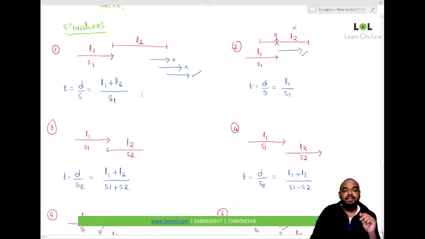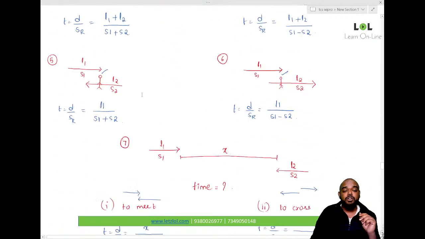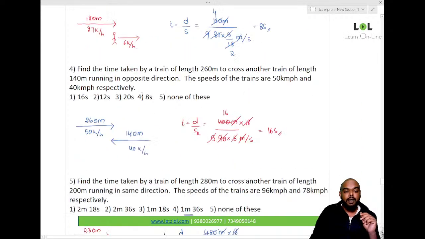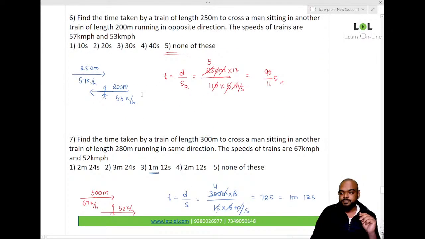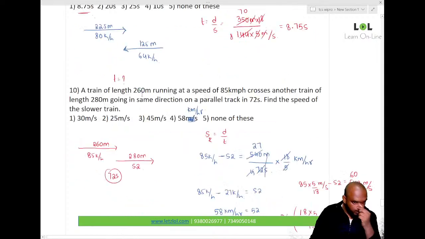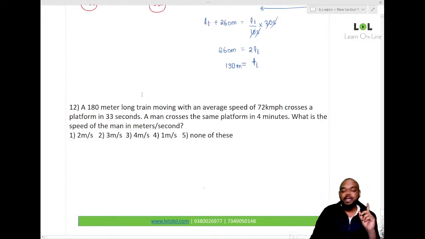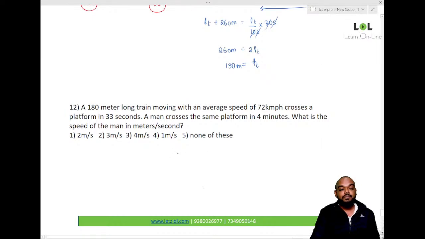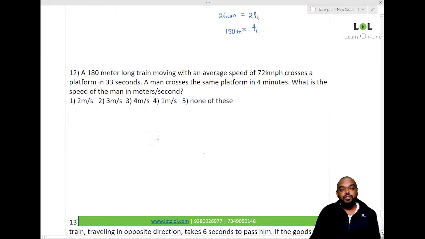We have seen 7 different situations that we usually come across in problems on trains, and we have also solved 11 problems. So now let us continue with the 12th problem. Firstly, understanding the question is very important, guys. Then where to start, the approach. Pictorial representation we have to do while reading the question itself.